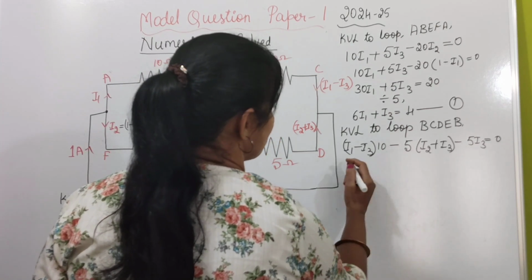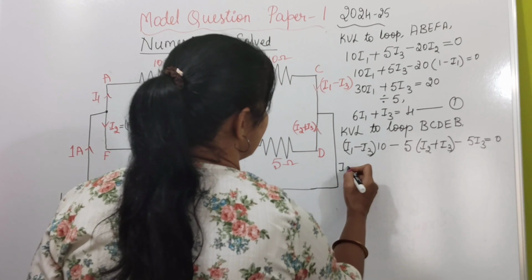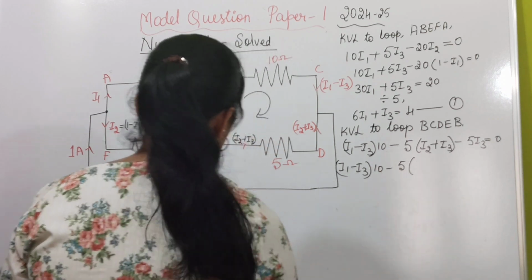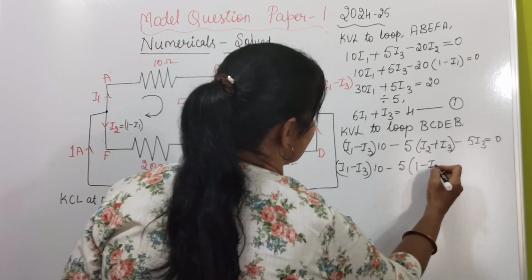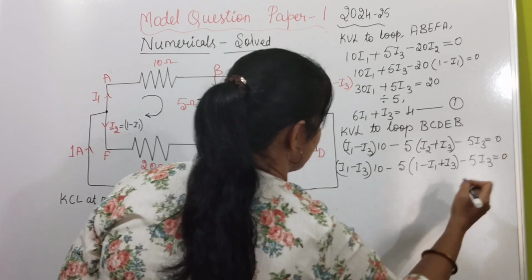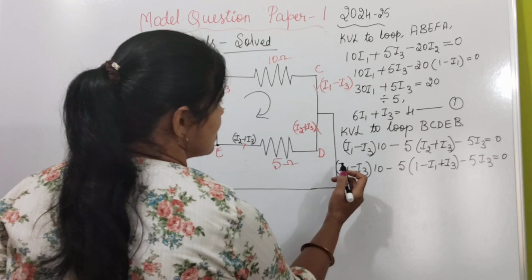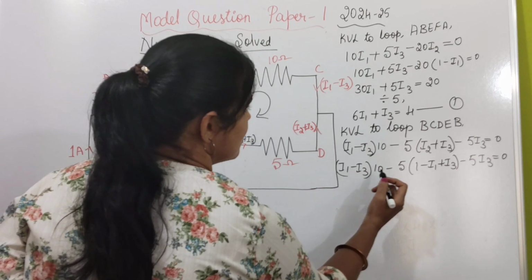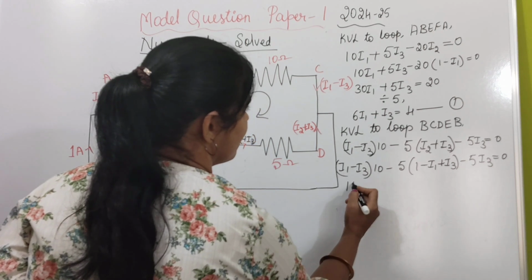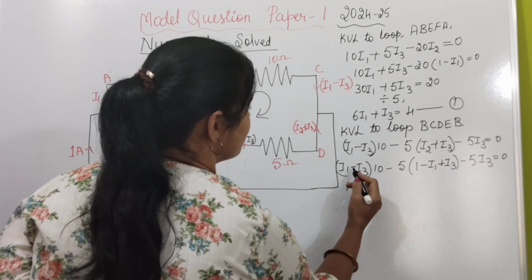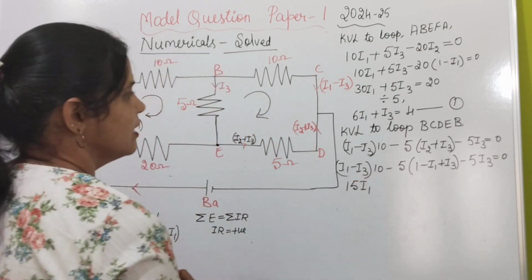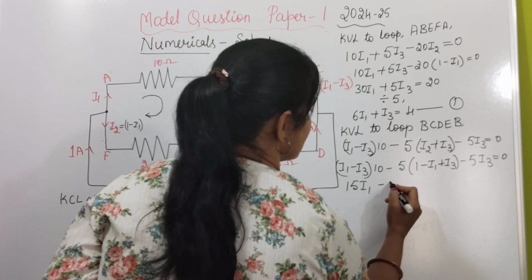So (I1 minus I3) into 10 minus 5 into (1 minus I1 plus I3) minus 5 I3 is equal to 0. To simplify further, let us write the I1 terms together. Minus into minus is plus, so 5 I1 plus 10 I1 is 15 I1. And minus 10 I3, and here minus 5 I3 minus 5 I3, that is minus 20 I3.